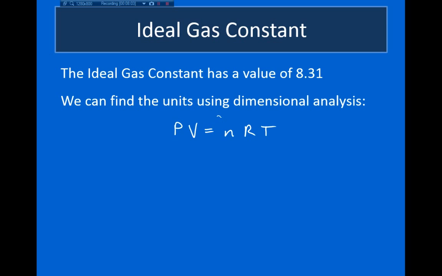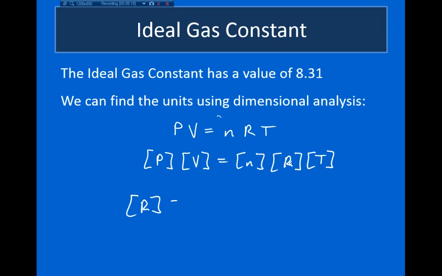And dimensional analysis tells us that the units on the left side have to be equal to the units on the right side. So we have the units of PV are equal to the units of n times the units of R times the units of T. So if I solve for the units of R, I see that R has units that are equal to the units of pressure times the units of volume divided by the units of n times the units of T.